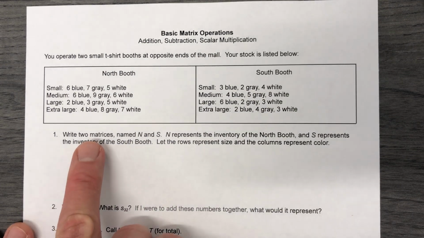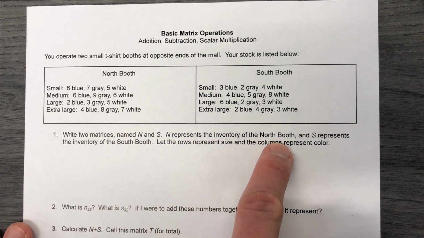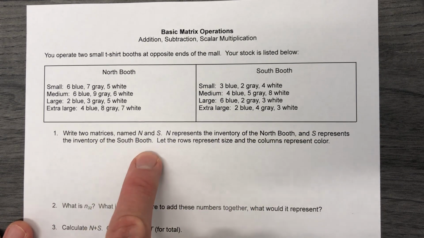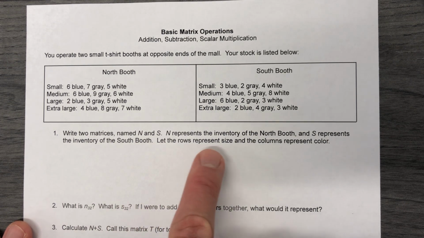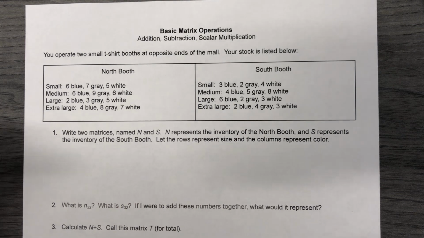And number one asks us to write two matrices. We're going to call them N and S. N represents the inventory of the north booth. S represents the inventory of the south booth. And let the rows represent the size and the columns represent the color. Okay? This should be pretty straightforward.